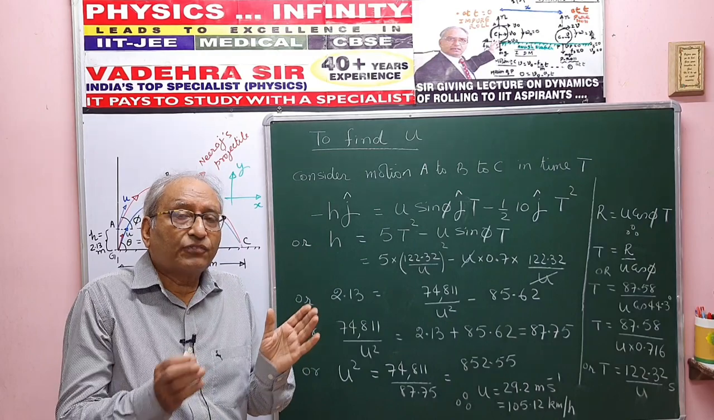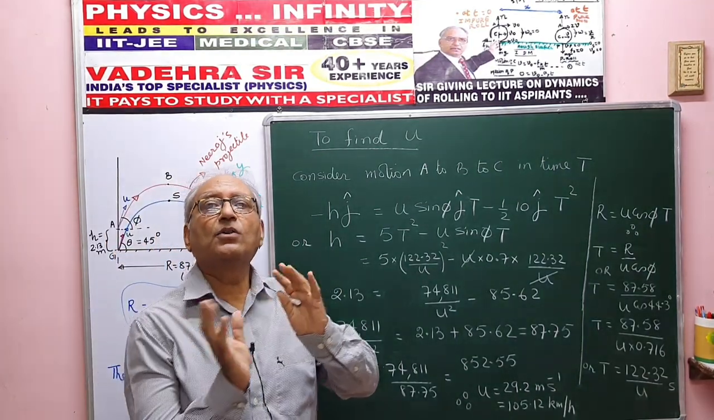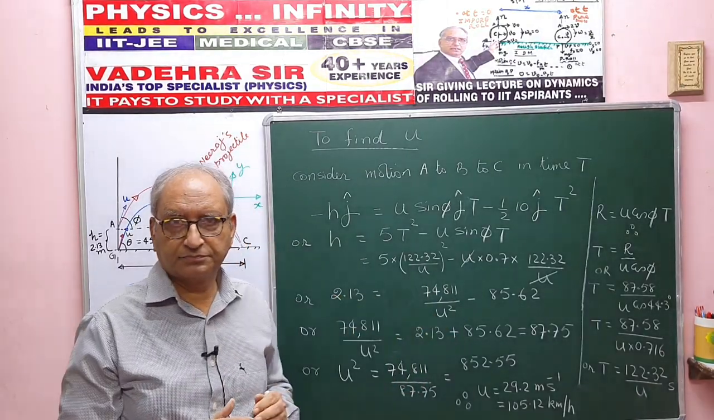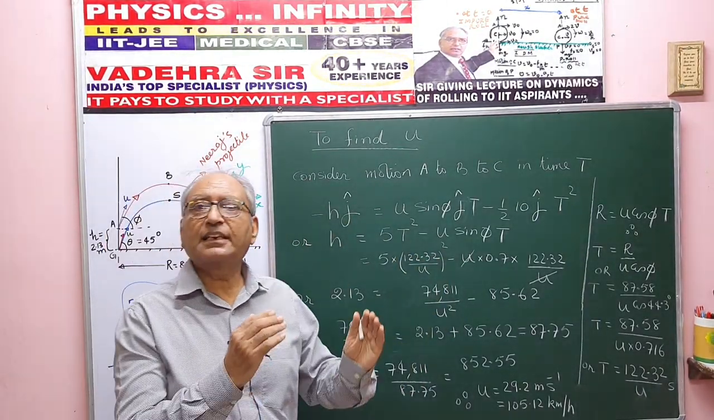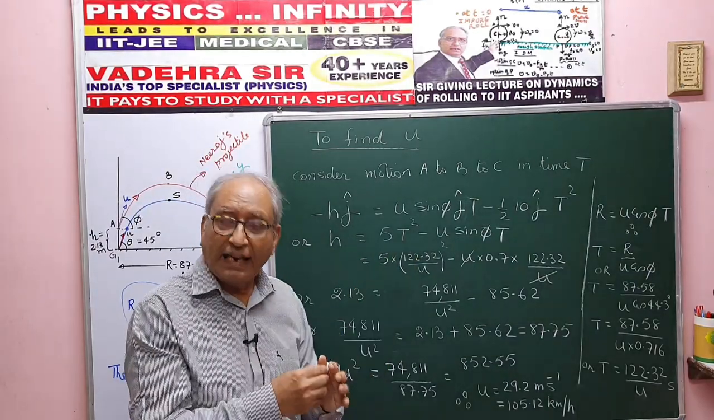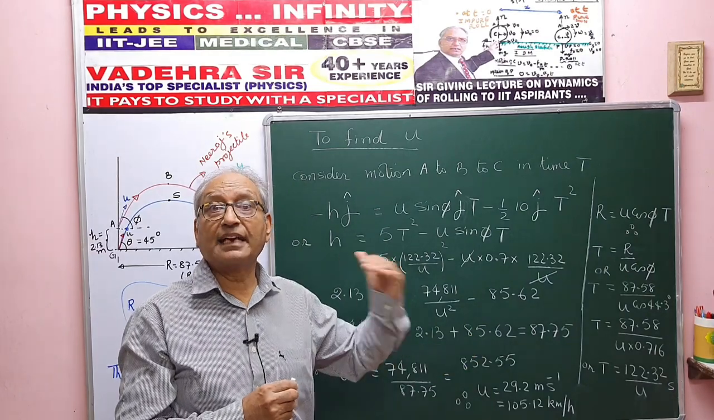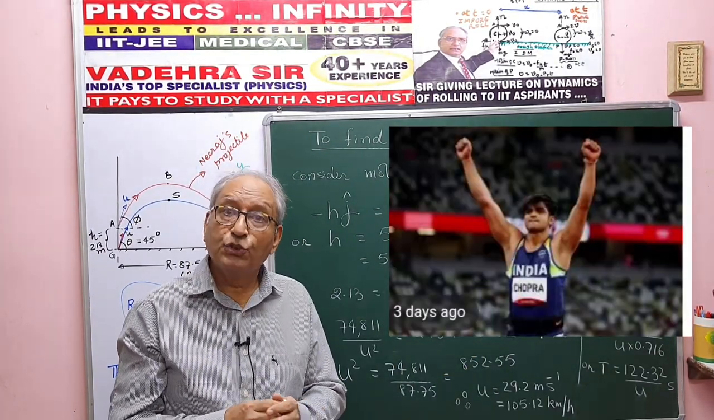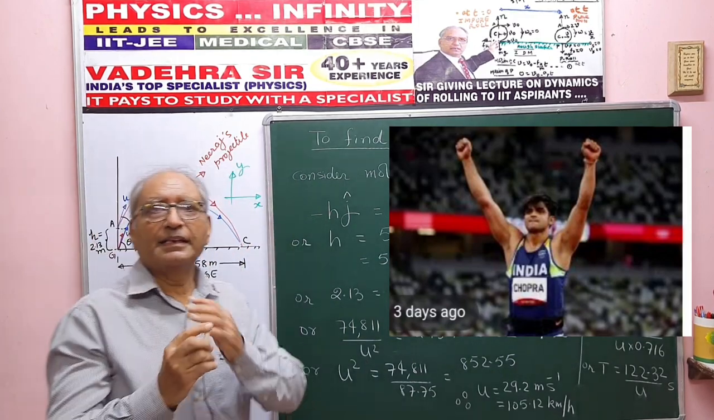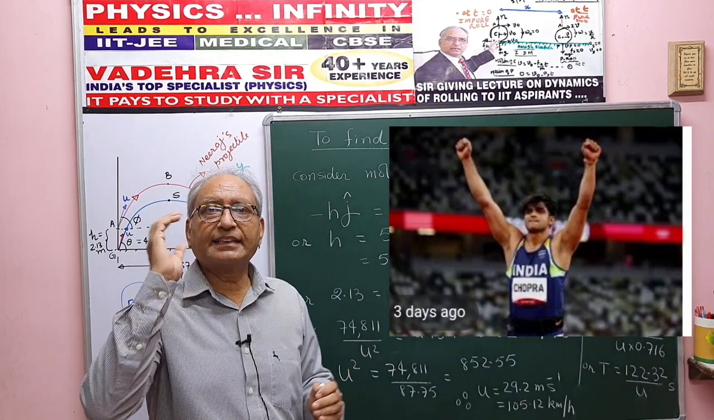We have done this calculation. Now, from the physics point of view, how could Neeraj make an effort to reach the range of 90 meters from the throw instead of 87.58? Of course, two important things. Number one, u has to be more. So he has to improve his muscular strength. And also, once again, the technique of throw.